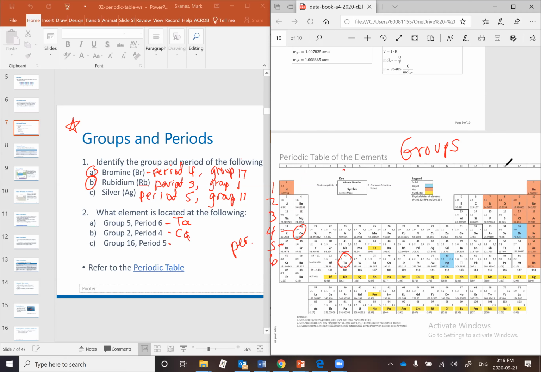Group 16, all the way over here. I like the groups on the right more than the groups on the left, I think. We'll learn more about that later too. So group 16, go all the way down to period 5, TE. TE is another chemical you do not need to know the name of, but it would be tellurium. And I don't have any fun facts about tellurium, I'm sorry.